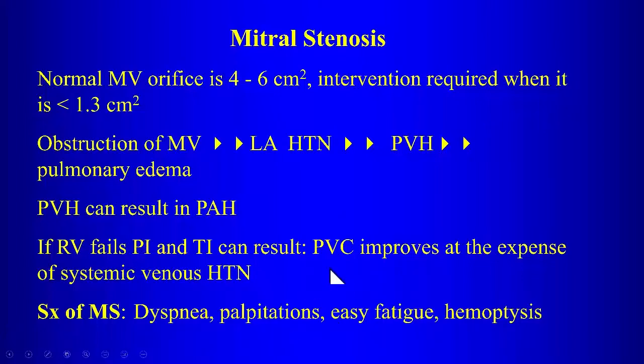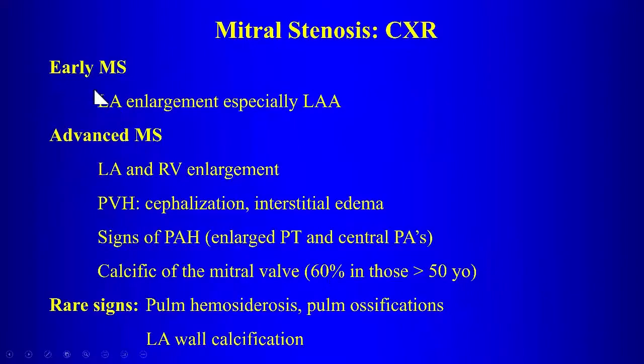Symptoms: palpitations, shortness of breath, sometimes hemoptysis. Early mitral stenosis, left atrial enlargement. Advanced mitral stenosis, you'll see left atrial and right ventricular enlargement as the patient starts to develop pulmonary artery hypertension, and then you look for enlargement of the central pulmonary arteries. Calcification of the mitral valve, if you see it on the plain film, always means mitral valve stenosis. Again, CT is much more sensitive, so it doesn't always mean mitral stenosis on CT if you see some calcifications.